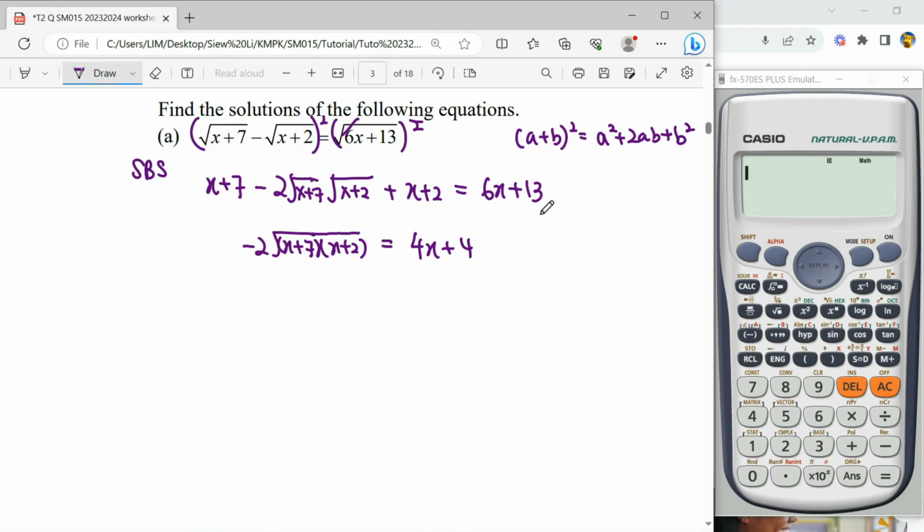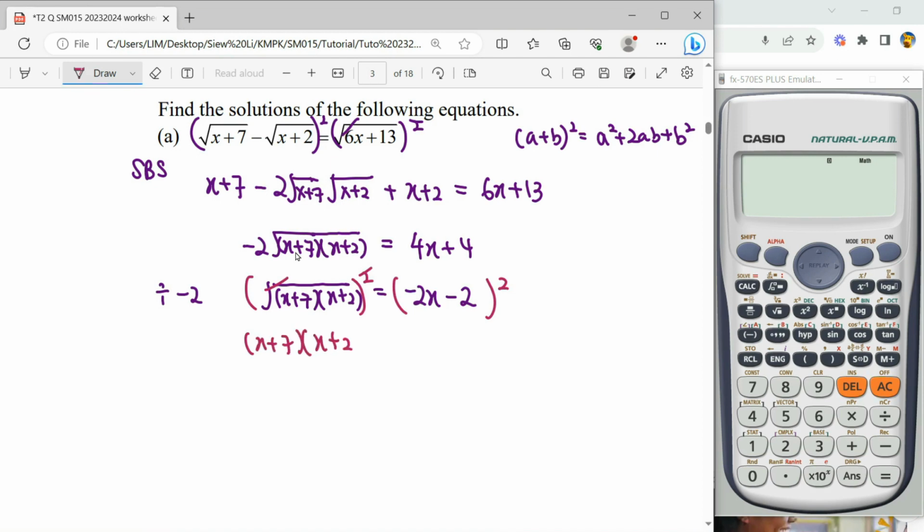And then notice that actually we still can simplify. We can divide by negative 2. So once we divide by negative 2, negative 2x, negative 2. So look at the equation here. Now we only have one surd that has been simplified. So we're going to square both sides again so that we can get rid of this square root. Remaining here is x plus 7, x plus 2.